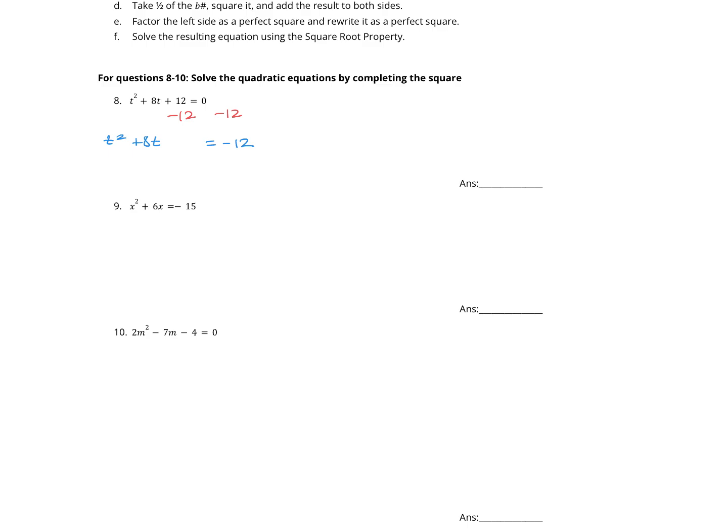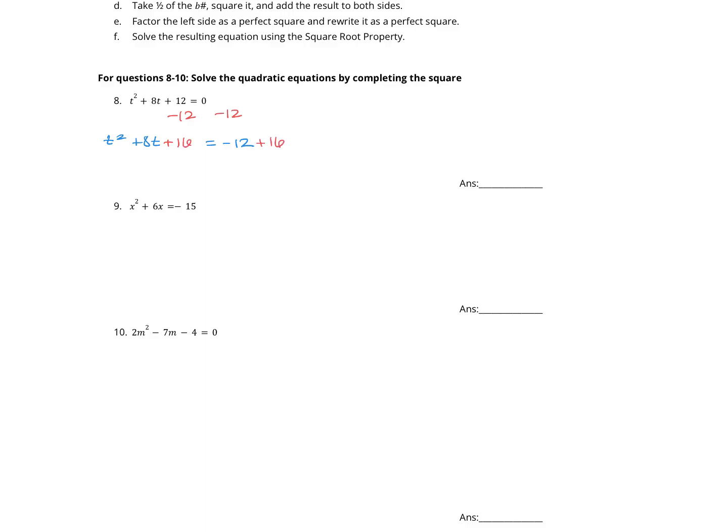Next thing to do is now do the completing of the square. And the idea is you take half of that middle number, which is the b number, and you square it. So half of 8 is 4. 4 squared is 16. So I add the number 16 to both sides of this equation.